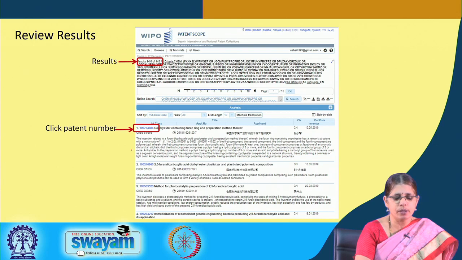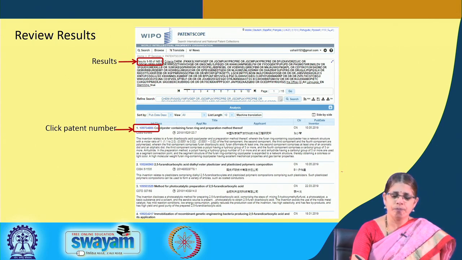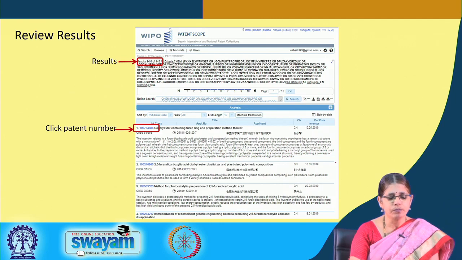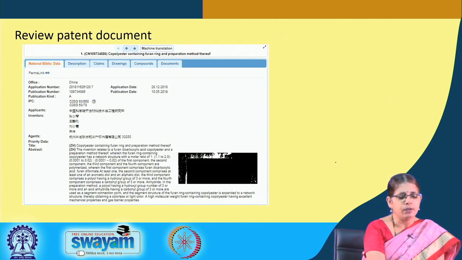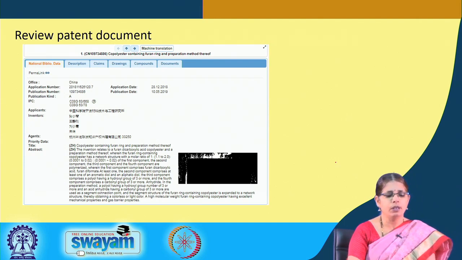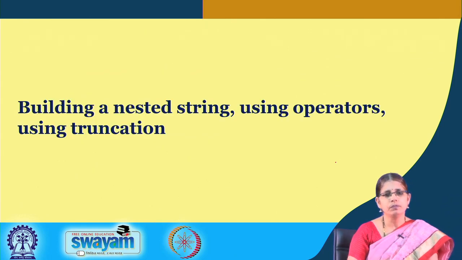For instance, if you click on the patent number, you will get the details again of the patent information and the specific invention in relation to that particular area. So, here you can find the data, the entire bibliographic data, the claims, drawings, all that information in that particular window. One of the important things in relation to building a good search is the use of nested strings, operators and truncation. Let us understand further in this practical aspect of search how to use these to really get a good set of hits.